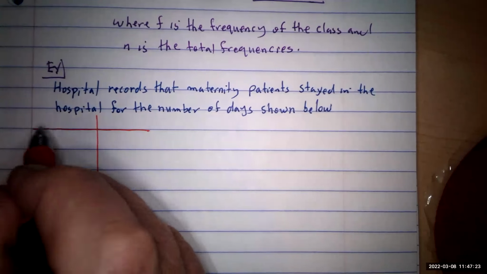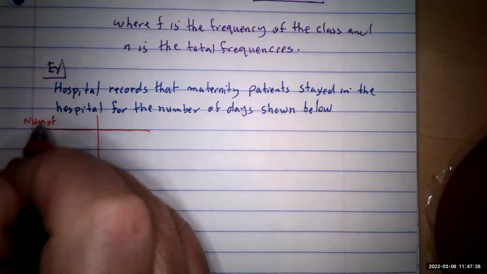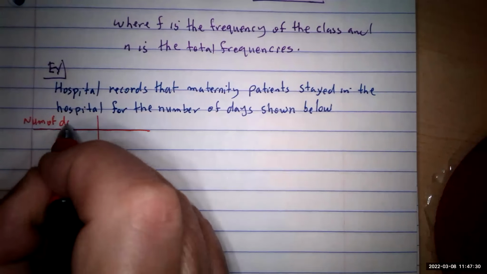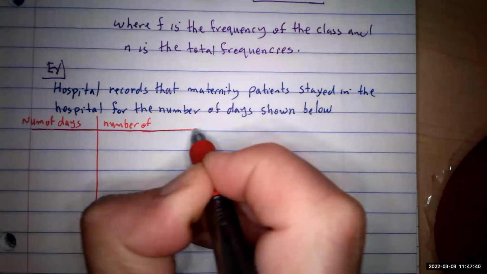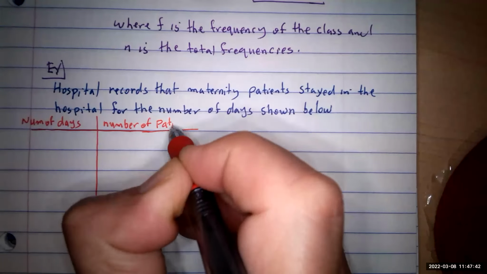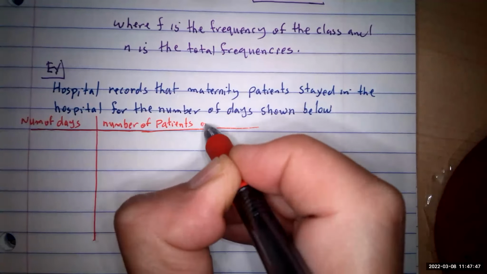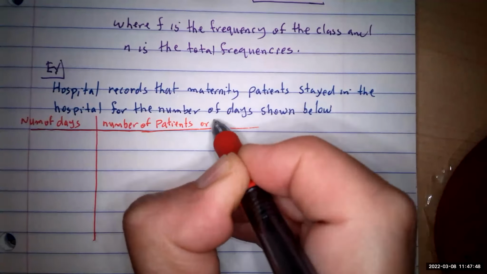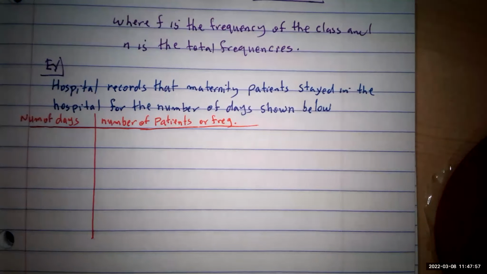So this is going to be number of days, or classes. Sorry, that's going to be number of days or classes. And over here is going to be number of patients, which is the same as frequencies, or frequency. Okay, that's going to be frequency. The number of times that you get this case.